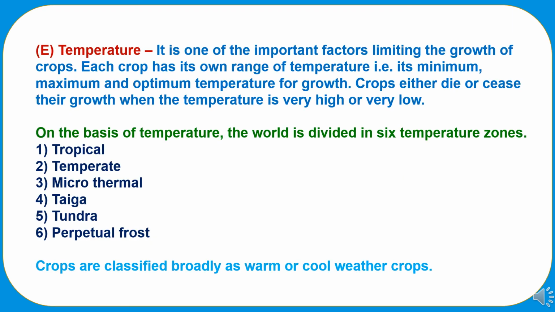Fifth factor is temperature. It is one of the important factors limiting the climatic conditions and the growth of crops. Each crop has its own range of temperature, like its minimum, maximum, and optimum temperature for growth. Crops either die or cease their growth when the temperature is very high or very low. On the basis of temperature, the world is divided into 6 temperature zones: first tropical, second temperate, third microthermal, fourth taiga, fifth tundra, and sixth perpetual frost. Crops are classified broadly as warm or cool weather crops.